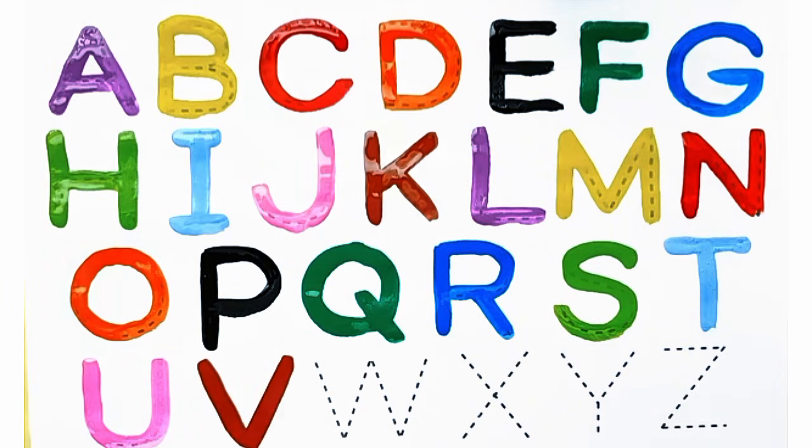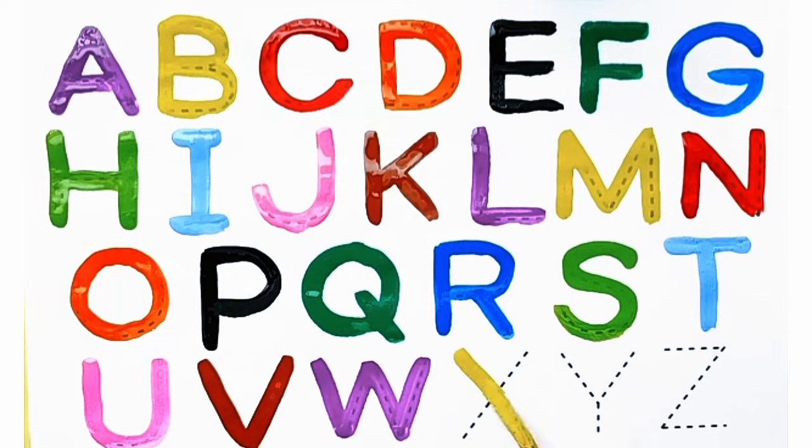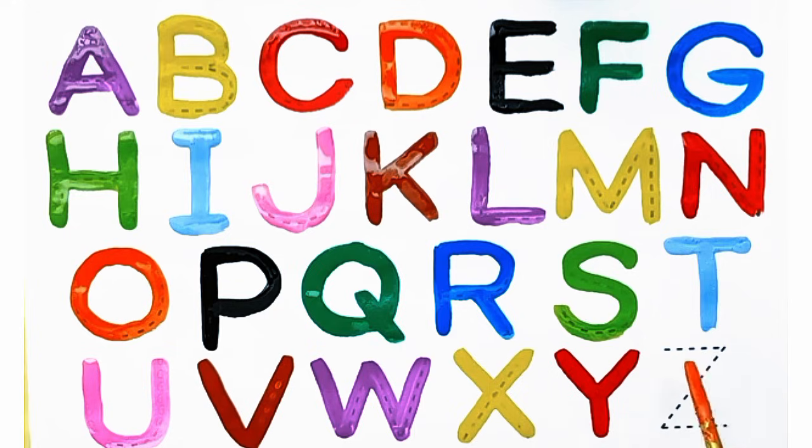V for violin. W for watch. X for xylophone. Y for yarn. Z for zebra.